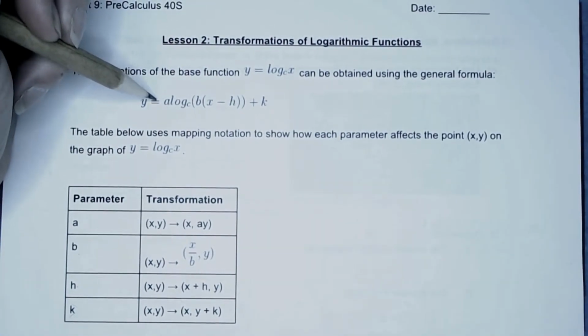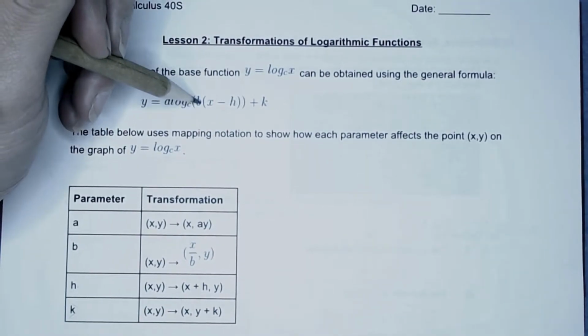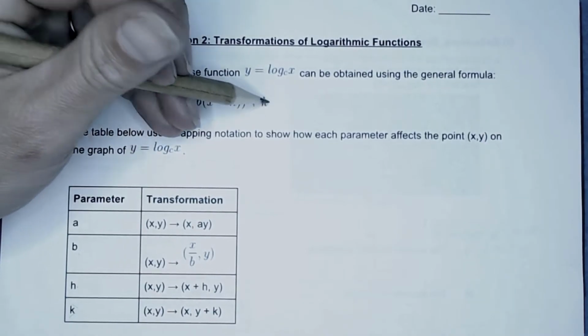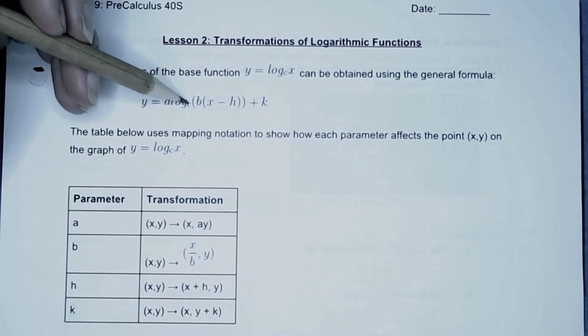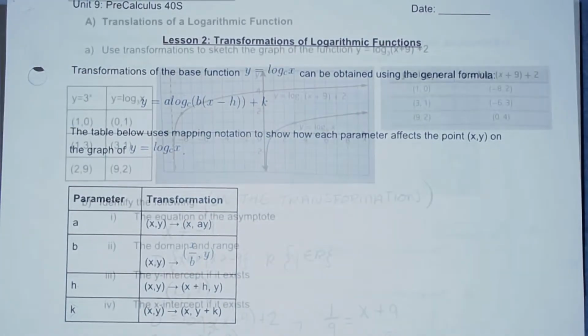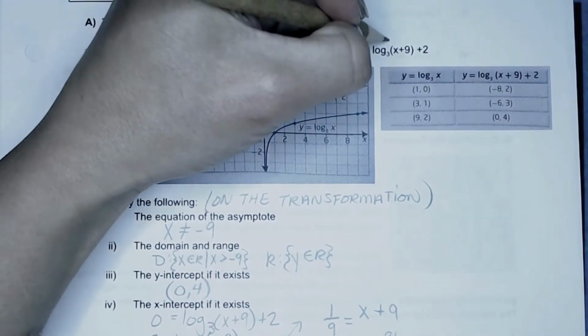The function will look like this: y is equal to a log c of b(x minus h) plus k. So nothing's really changed. The only thing that's new here is the log c. First, we'll look at the translations of a logarithmic function. So you use transformations to sketch the graph of the function y is equal to log 3 of (x plus 9) plus 2. You want to look for your base here and think about, what is my base function?